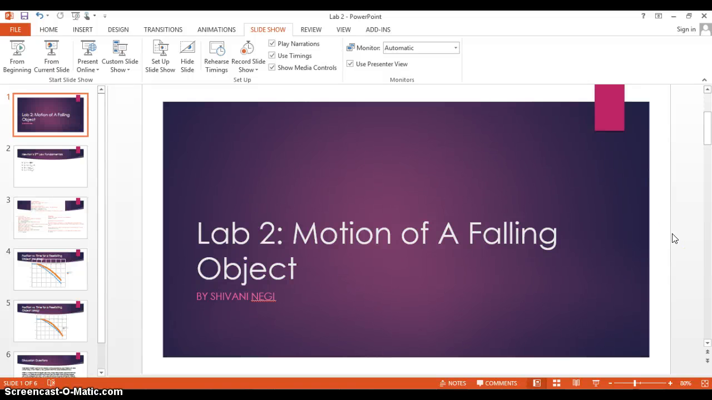Lab 2, in which we analyze the motion of a falling object and observe the forces acting upon it according to Newton's second law. The purpose of this lab is to observe the effects of both acceleration due to gravity and drag on, in this case, a crumpled piece of paper as it falls to the ground.